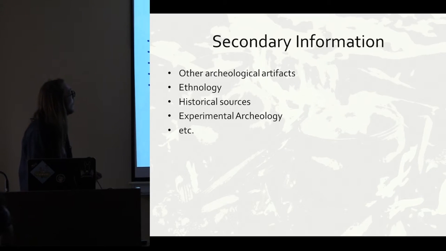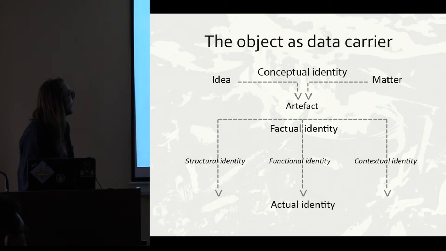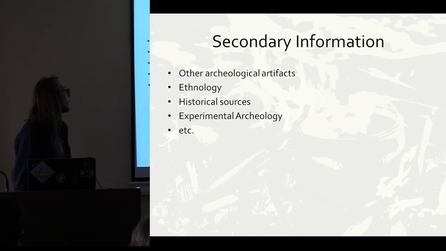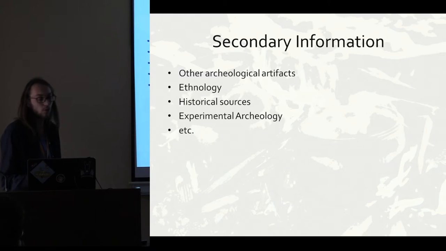Okay, so then what I did is I said, okay, this is the information of the original artifact, and I see this as a prototype for the reconstruction. So all these kind of values you can analyze to put in a reconstruction. Beside that, I saw as well that reconstructions use secondary information. For example, other archaeological artifacts, ethnological research, historical sources, and experimental archaeology.